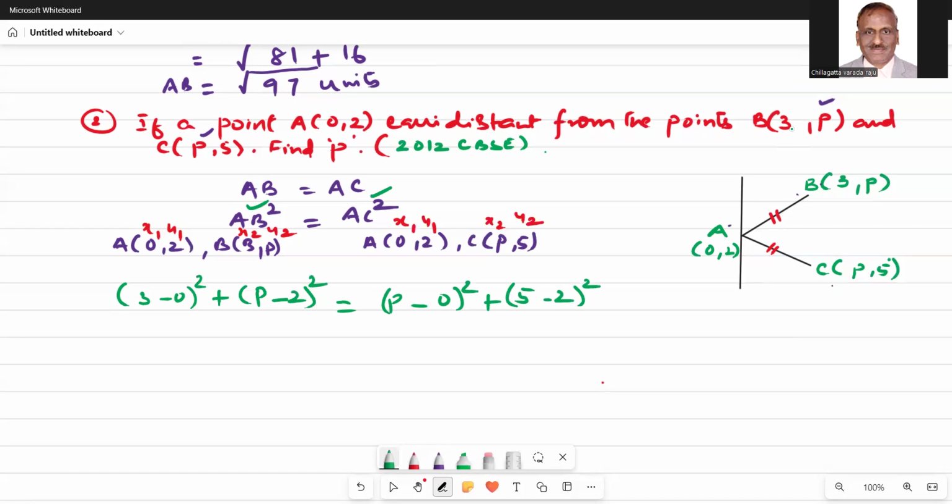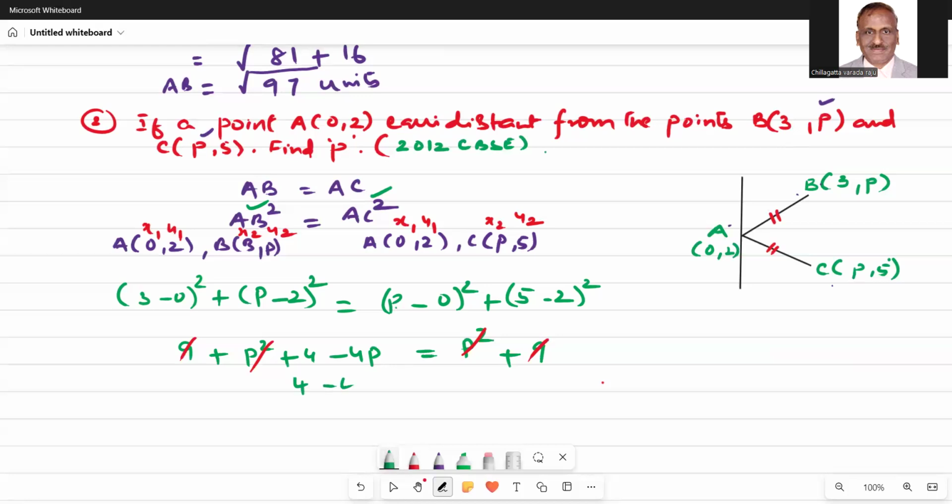So the next, (3 minus 0) whole square is equal to what? 3 whole square. Or shall I write directly its value? 3 whole square gives you what? 9, you know. 3 whole square gives you 9. (P minus 2) whole square. Expand (a minus b) whole square. P square, plus b square, 2 square is 4, minus 2ab, 2 into 2 is 4, 4 into P, 4P. Equal to (P minus 0) is P, P whole square is equal to P square, plus (5 minus 2) is 3, 3 whole square gives you 9. Okay. So on either side we have equal terms, that is P square and P square will cancel and 9 and 9 will cancel. What is left over for us?